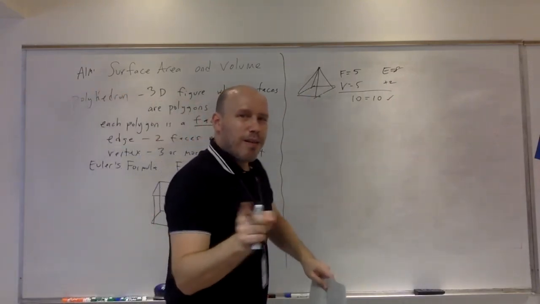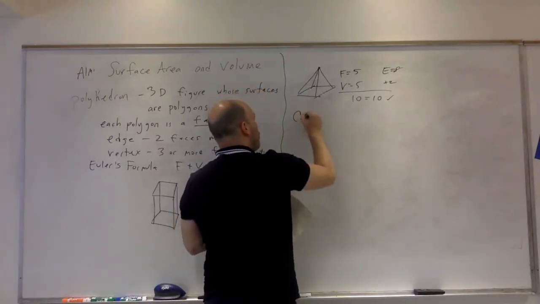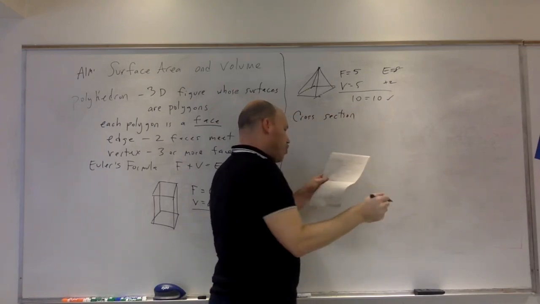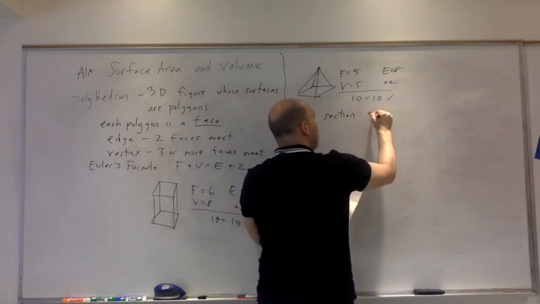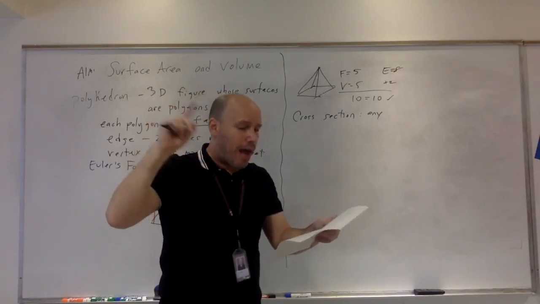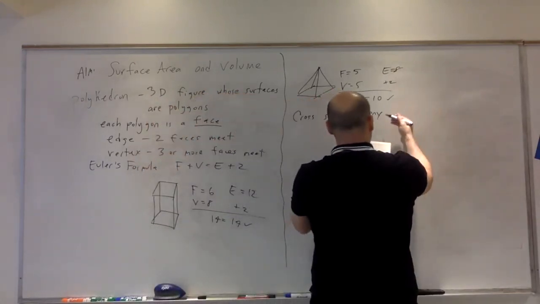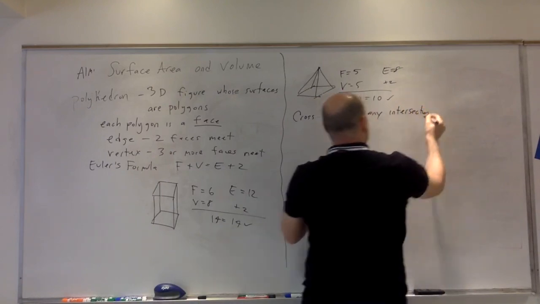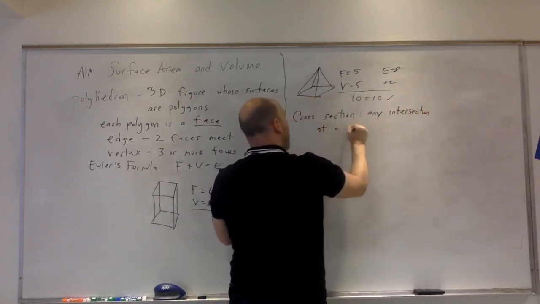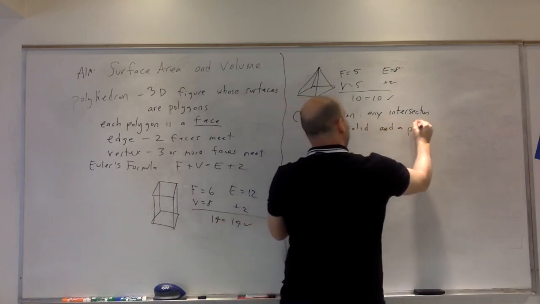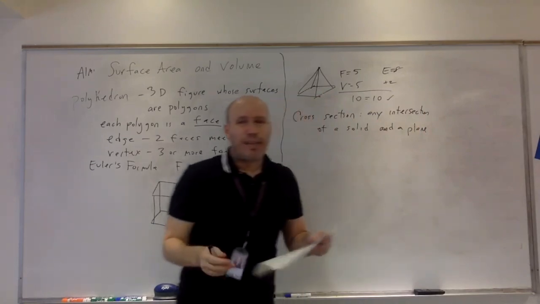Now, we talked about in the last class, a cross-section. What's a cross-section? A cross-section is any intersection of a solid and a plane.